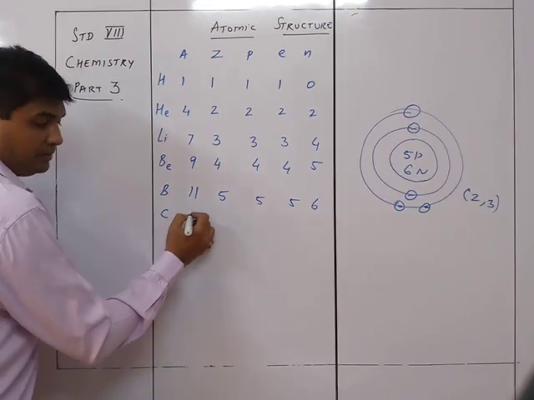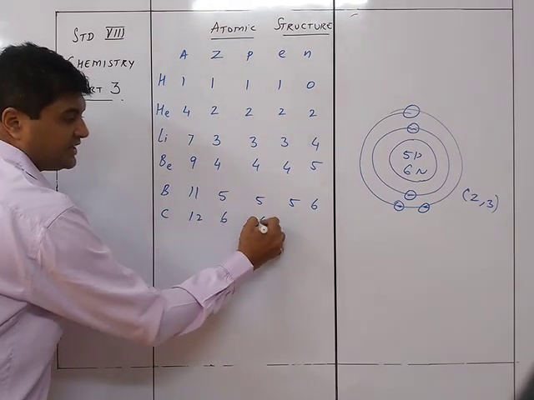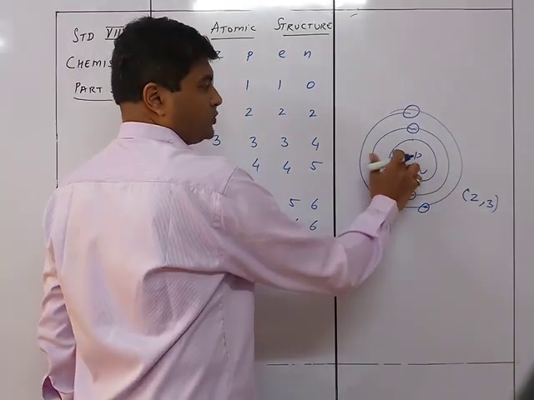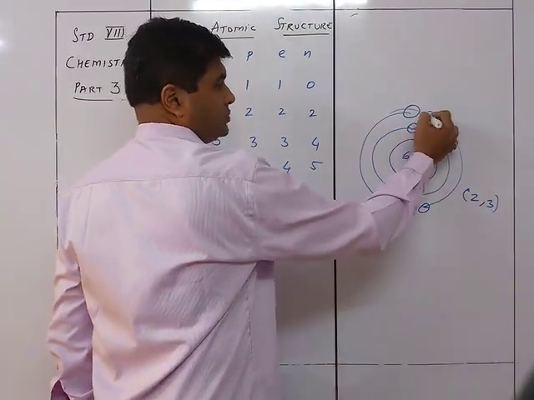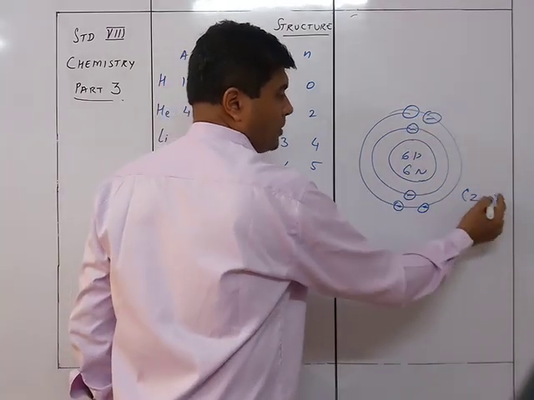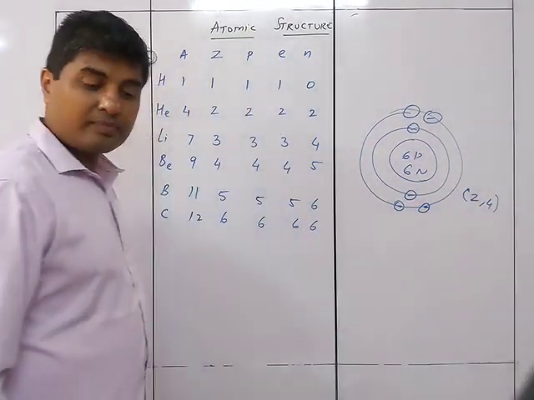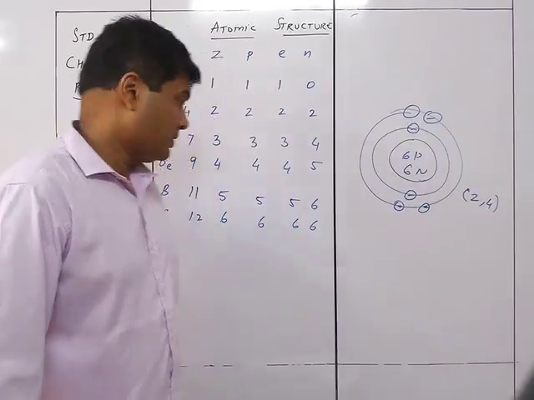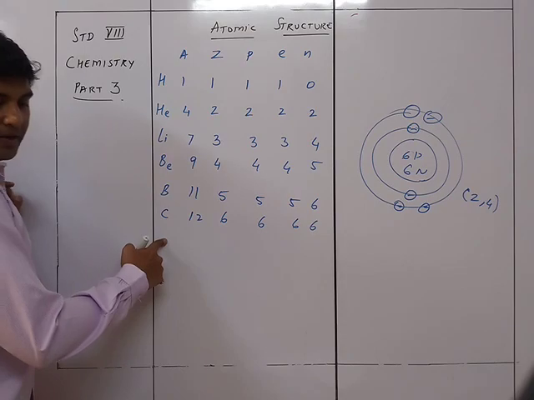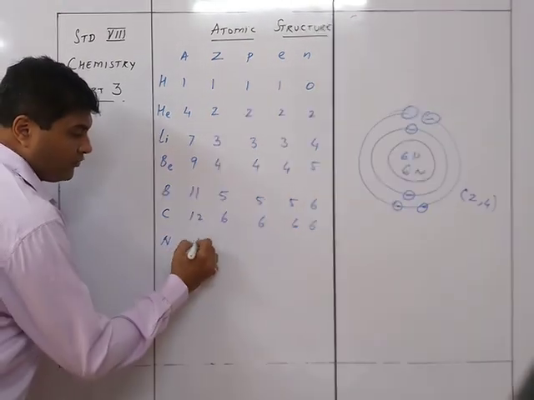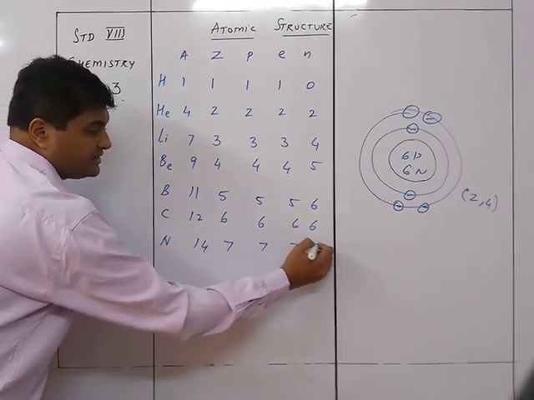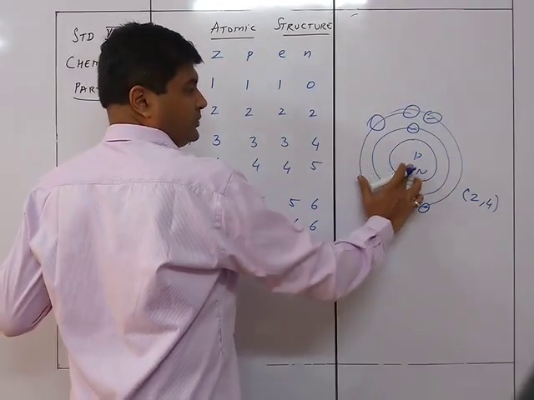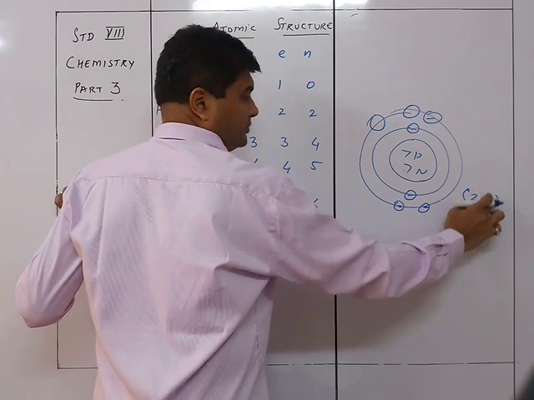Then it is carbon. Carbon is 12, 6, 6, 6, 6. So accordingly, the protons will be 6 and the electrons will be 6 like this. So it's 2, 4. Understood? Very simple, right? After carbon comes nitrogen, 14, 7, 7, 7, 7. So again, just one more addition here. This becomes 7, this becomes 7, and this becomes 7.